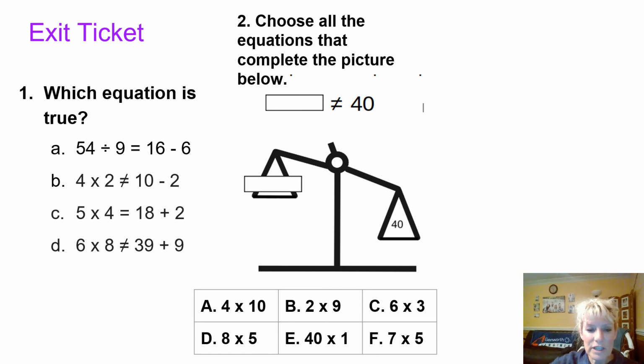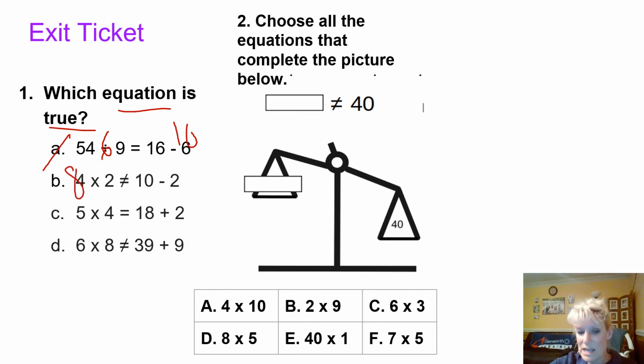Okay. We're looking for which equation is true, so we're trying to figure out which one of these makes sense. Either it's equal or it's not equal, and we have to look at each one. So 54 divided by 9 is 6, because I know that 6 times 9 is 54, and 16 take away 6 is 10. So that actually is not equal, so I'm going to have to eliminate that one. 4 times 2 is 8, and 10 take away 2 is 8, and that actually is equal, but I see the not equal sign, so I'm going to have to eliminate that because it's not true.